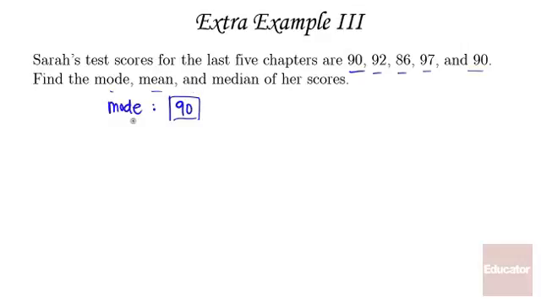The next one is mean. Okay, so mean is the average, so we're going to add up all the numbers. 90 plus 92 plus 86 plus 97 plus 90 all over 1, 2, 3, 4, 5. 5. Okay, so let's do this right here.